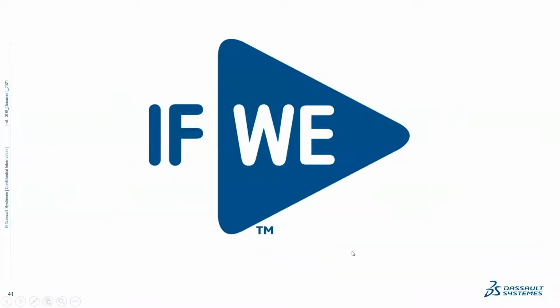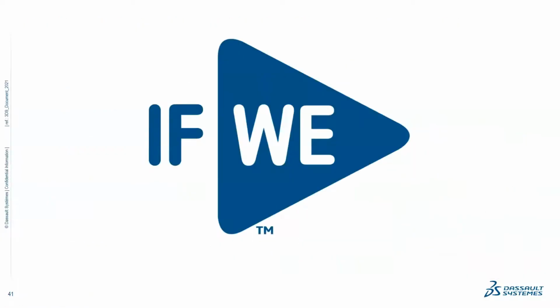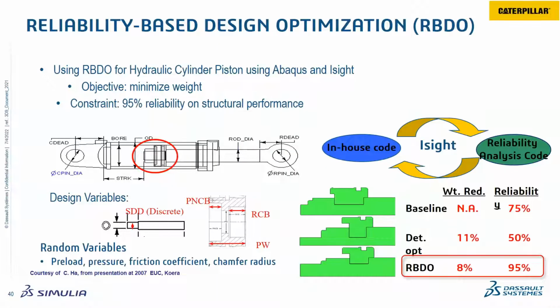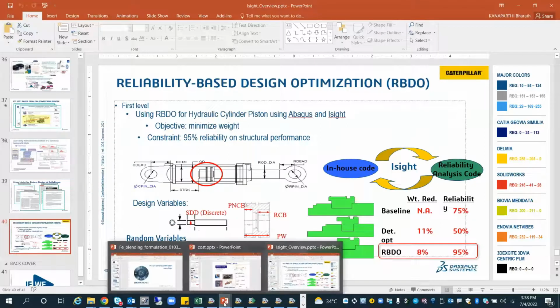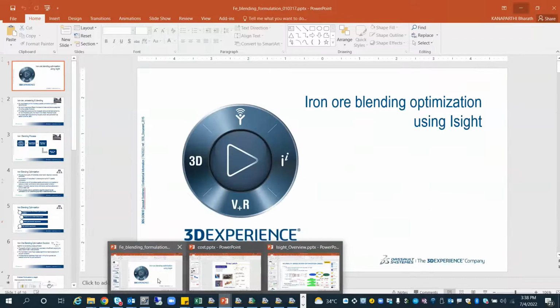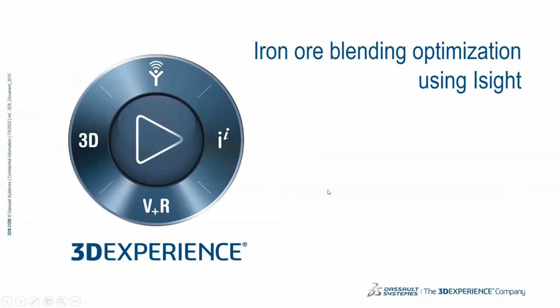And yeah, that is more on the slides that I have. From here, I'll quickly show you one more case study. This is on iron ore blending optimization. I'm not sure if any of you are from the geoscience background or from the mining industry, but I'll quickly take you through this as well.